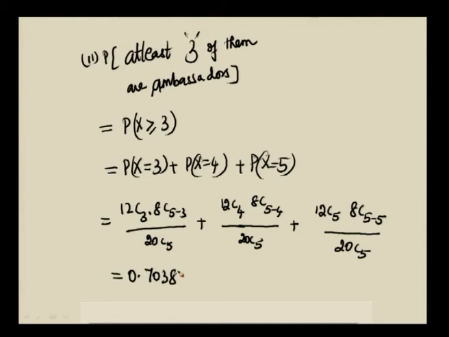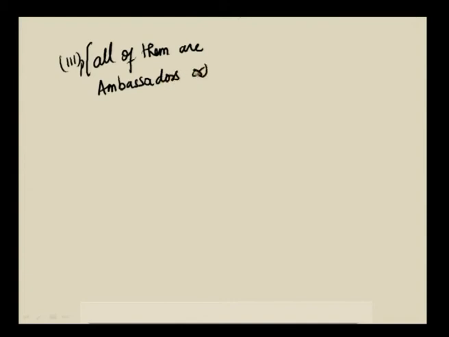What is the third one? All of the cars in the workshop are either Ambassadors or all of them are Fiats. Third, the probability that all of them are Ambassadors or all of them are Fiats.